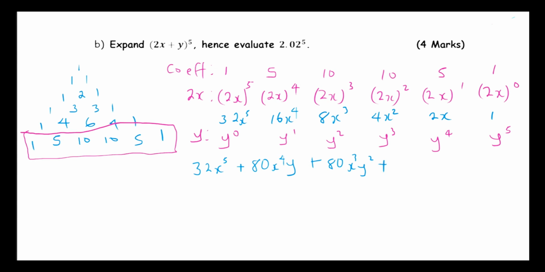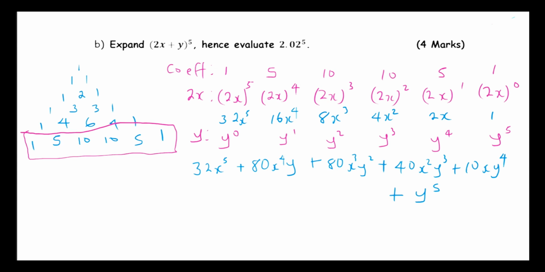Then we have the next, 10 times 4. That is 40, and we have x power 2 and y power 3. Then we have 5 times 2. That is 10, so that is 10x and y power 4. Then finally, we have 1 times y power 5. So that is the expansion for this binomial.